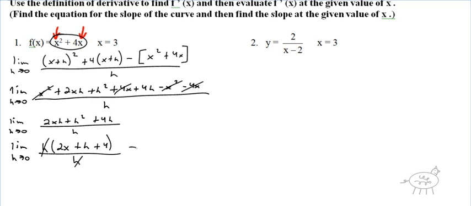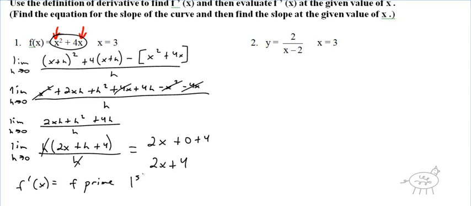So do you agree? That's just equal to 2x plus 0 plus 4, or 2x plus 4. And that, math fans, is what we call f prime. I really didn't talk too much about that. So the derivative, as we learned before, which is a limit, we'll call f prime, which is the first derivative.